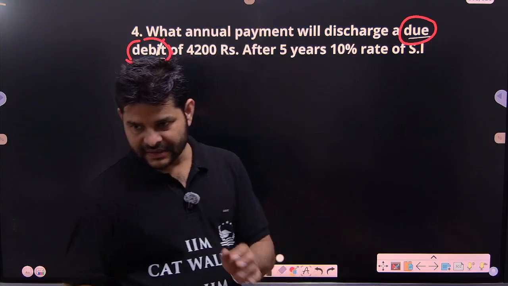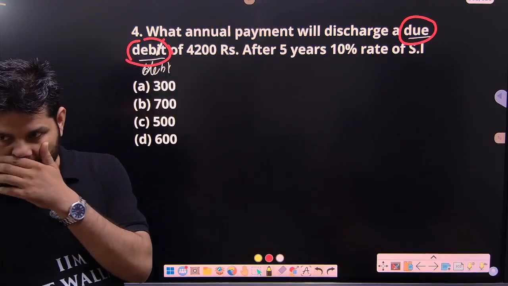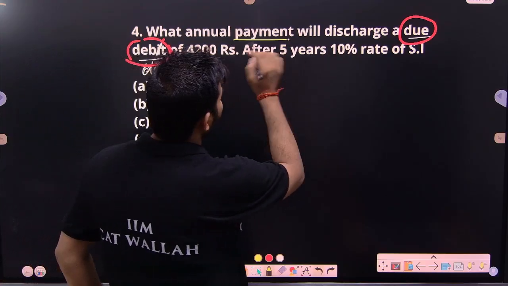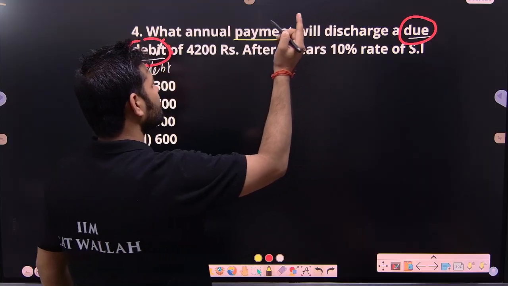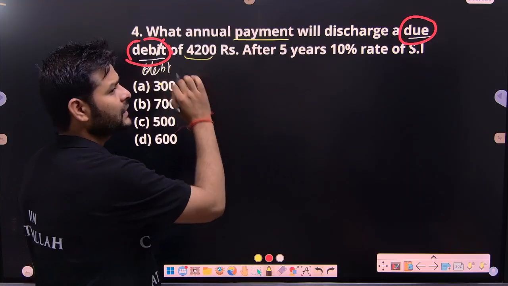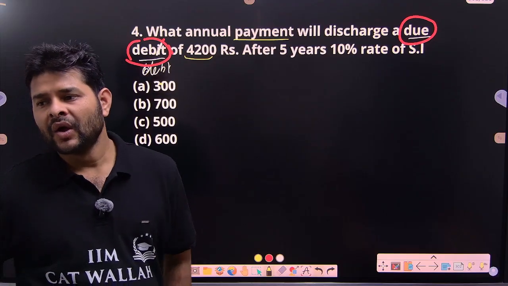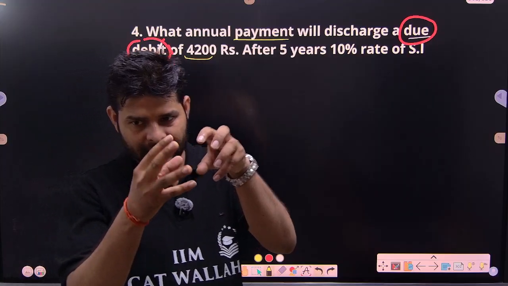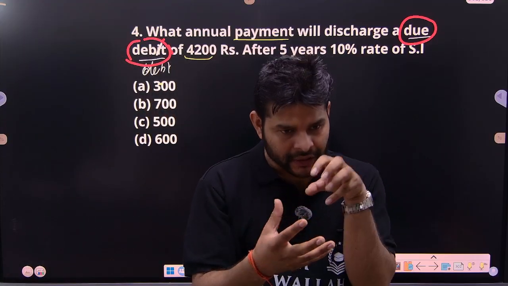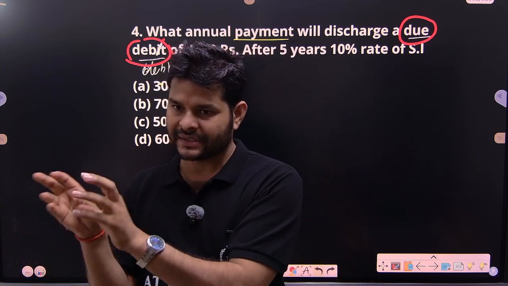First, we will discuss this question. We will discuss it with the formula. So, the question says, what annual payment will discharge a due debt of 4200? 4200 due debt. I need to discharge it. I need to be free.